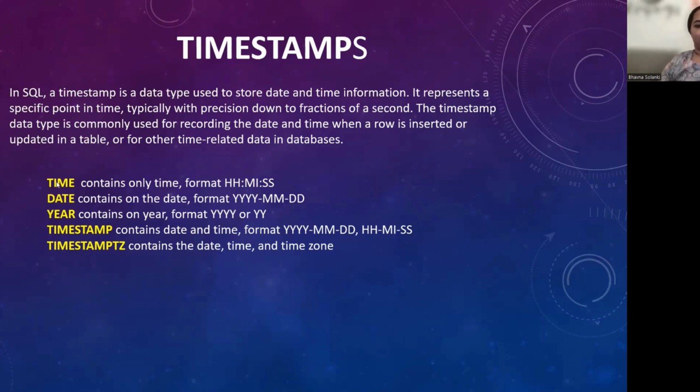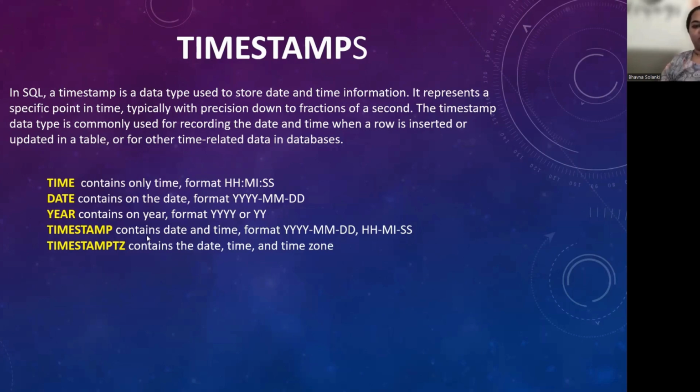This is the format. First is time, which contains only time. Format is hour, minutes, and second. Then next is date, which contains the date format: year, month, date. In MySQL, date starts from year. Year contains the year format, or you can write only the last digits of the year also. That is, if the year is 2022, you can write only 22 by using this format.